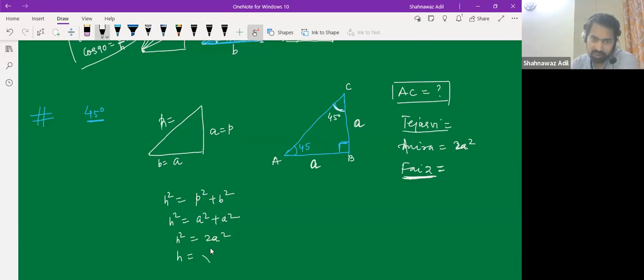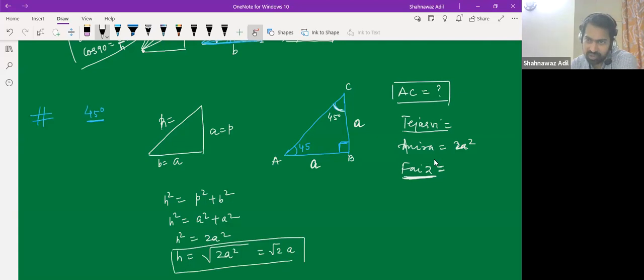Root of 2a square. So this is root of 2 and a. So this is what we'll get, right? You reached this part. Yes, Tejasvi and Faiz, how did you guys get stuck at this point? What happened?